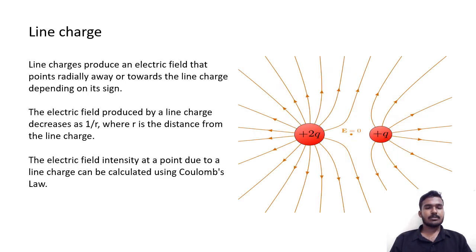Line charges produce an electric field that points radially away or towards the line charge depending on its sign. The electric field produced by a line charge decreases as 1/r, where r is the distance from the line charge. The electric field intensity at a point due to a line charge can be calculated using Coulomb's law.